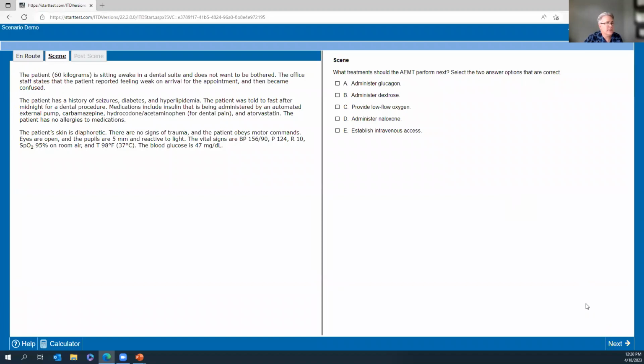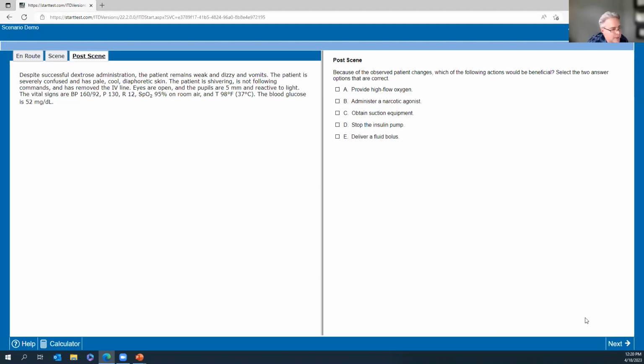Next question, what treatment should the AEMT perform next? Select 2 answer options that are correct. So there are 2 therapies here. And this patient has a sugar of 47. So I'm going to start an IV and I'm going to give dextrose. There's no indication for oxygen. Again, the patient is not a narcotic overdose. And I would start with the IV and dextrose before I would go on to glucagon. The glucagon would be my backup drug. I would select those two answer options and move on.